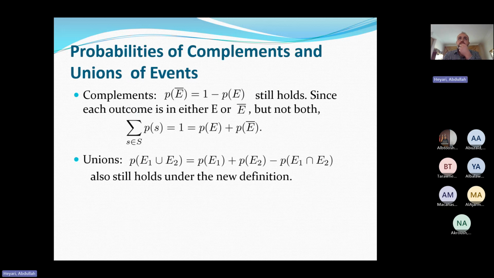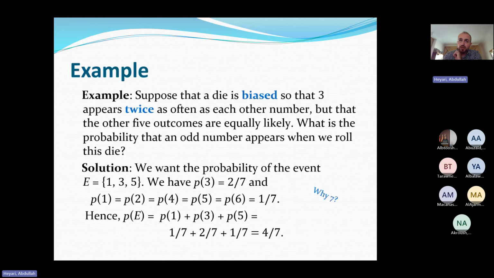What about the complements of events? You can revisit this example and modify it so that it asks for the even numbers to show. So the even numbers are the opposite of the odd numbers. What would be the probability for even numbers to appear as you roll the die? Any idea? That would be 1 minus 4 over 7, which is 3 over 7.